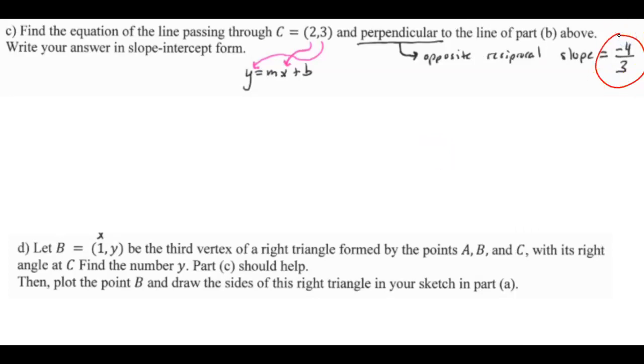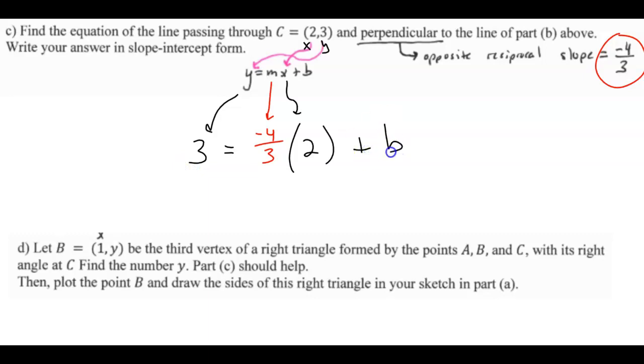Okay, so negative 4/3 is what we're going to be using for this problem. For m, because m stands for slope, we're going to use negative 4/3. And then they give us a point. Remember, every point is an x value and a y value on that line. So for x, we're going to plug in 2, and for y, we're going to plug in 3. In y equals mx plus b, our goal here is to find the y-intercept, which is b. So in this case, we just solve for b.